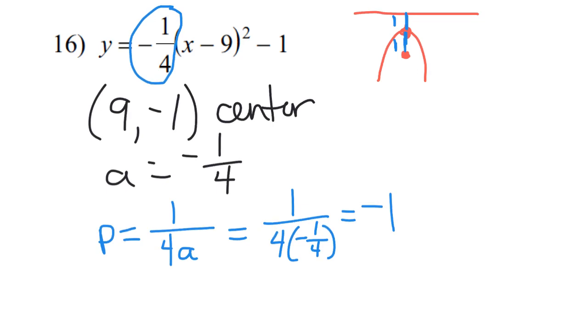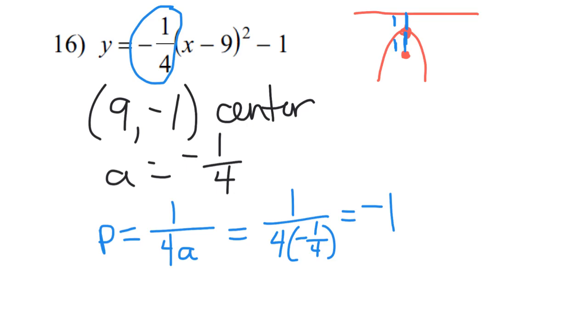So I'm adding and subtracting 1 from my vertex Y value. So my Y value is -1. If I want to know my directrix, then I'm going to add 1 to my center. And my center Y value is -1.